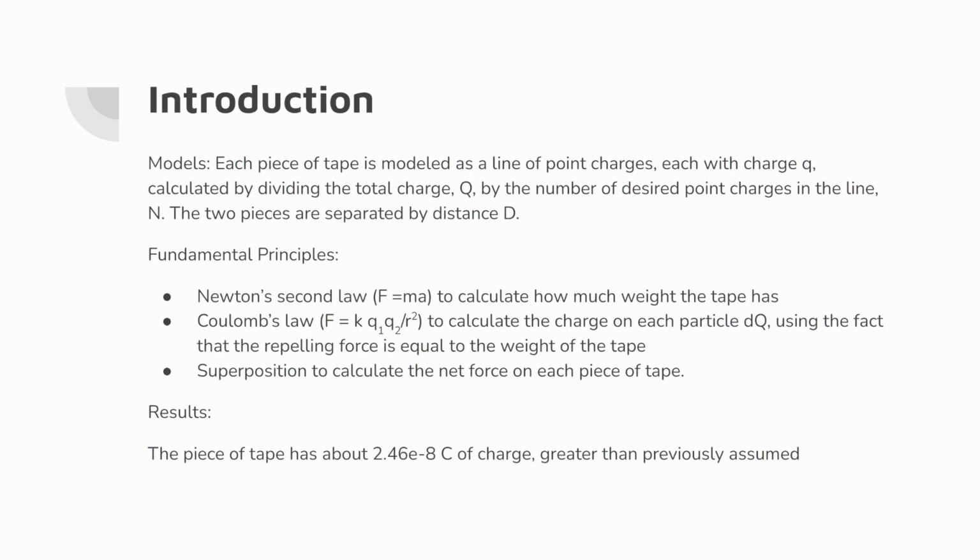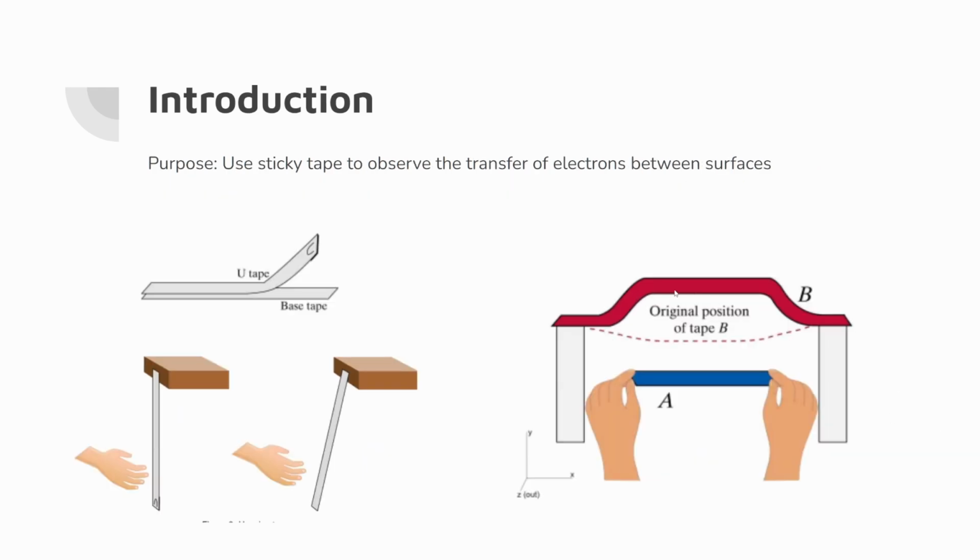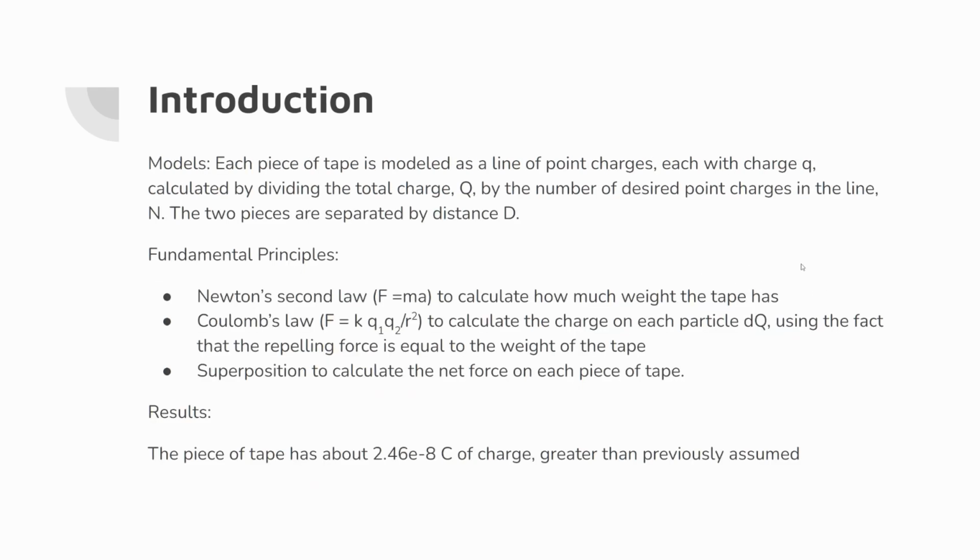This time we're going to model each piece of tape as a line of point charges instead of a single point charge. The two pieces are still separated by distance d, and tape B is floating on top of tape A. We're going to use Newton's second law to calculate the weight of each tape, mostly just tape B. And we're going to use Coulomb's law to calculate the force from each particle onto each other particle.